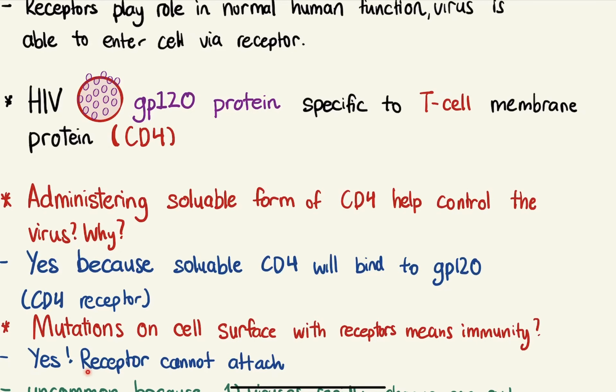So yes, receptors cannot attach, so therefore there's immunity. And there were a couple of cases in terms of HIV. There were some kids found in Africa who tested positive for HIV when they had a blood test, but they reflected none of the characteristics of HIV. So they found out their receptors were mutated, but this is not a very normal thing to watch for. It doesn't happen normally.